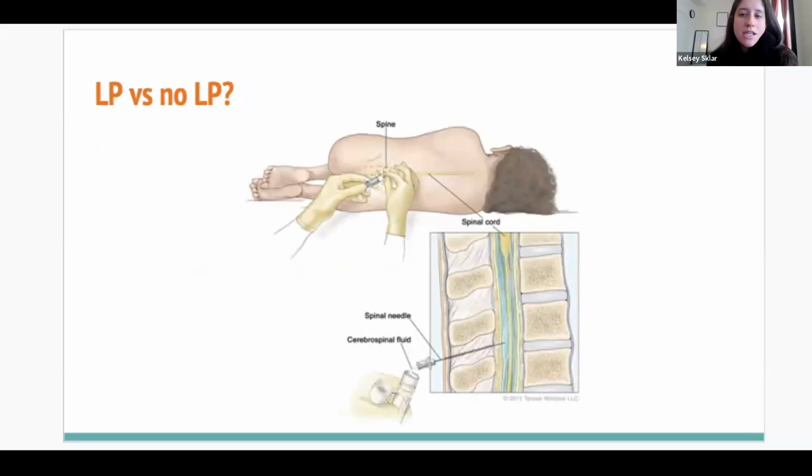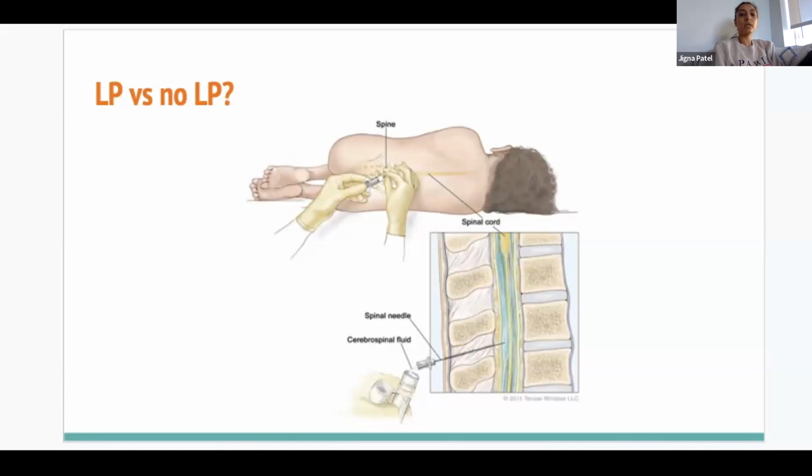Yes. Why would you do it? Because you want to relieve the pressure. Isn't that part of the management? Yeah. So this is what you want to decide: is the LP an emergency? Is it something that needs to be done in the ER versus something that could be done inpatiently? And I think this also depends on the severity of symptoms.